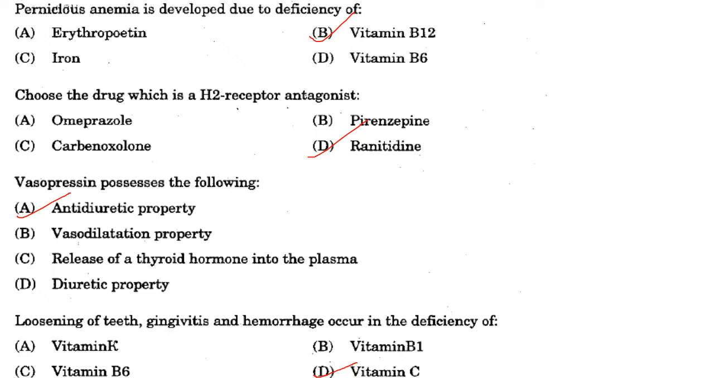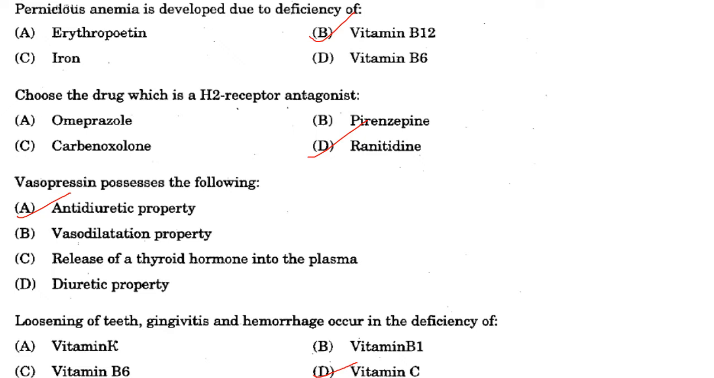Now, next one. Choose the drug which is a H2 receptor antagonist. So, H2 blockers are a group of medicines that reduce the amount of acid produced by the cells in the lining of the stomach. They are also called histamine H2 receptor antagonists, but are commonly called H2 blockers. So an example of a drug which is a H2 receptor antagonist is ranitidine. Answer is option D. Now next one.